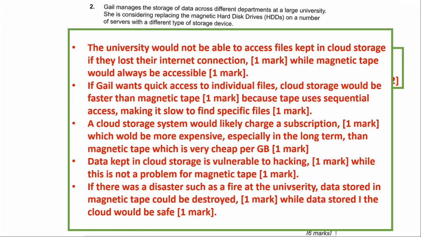So there's lots and lots of points you can go in order to get the marks there. So just keep in mind the fact that cloud storage is more expensive. You do need an internet connection in order to access the data, whereas magnetic tape isn't very fast in terms of being able to retrieve the data you want, but it is a lot cheaper. If there was a fire, you would lose it forever, whereas in the cloud, as long as you have an internet connection, you can access it from anywhere, and it'll be safe from natural disasters.